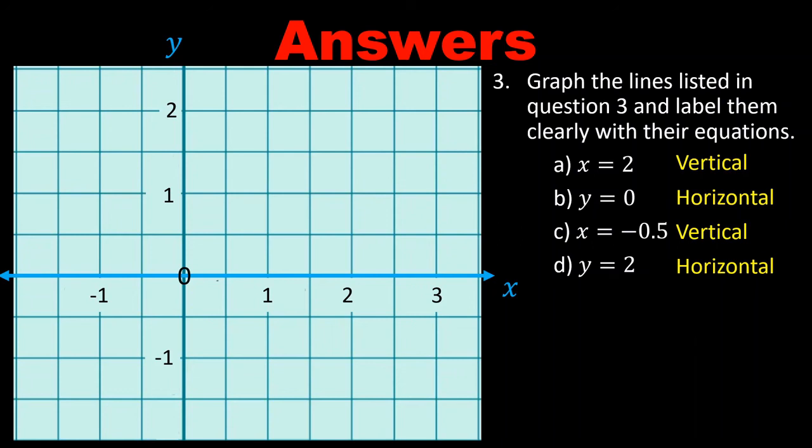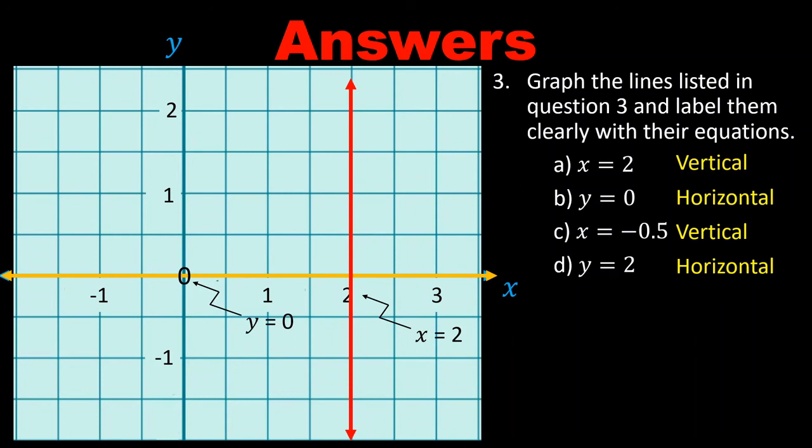So question A, x equals 2. Well, here's the 2 on the x-axis. This is a vertical line where all of the points along this line are equal to 2. For question B, y equals 0. We just went over what y equals 0 will look like. That's 0 on the y-axis. It's a horizontal line. Y equals 0 is the x-axis.